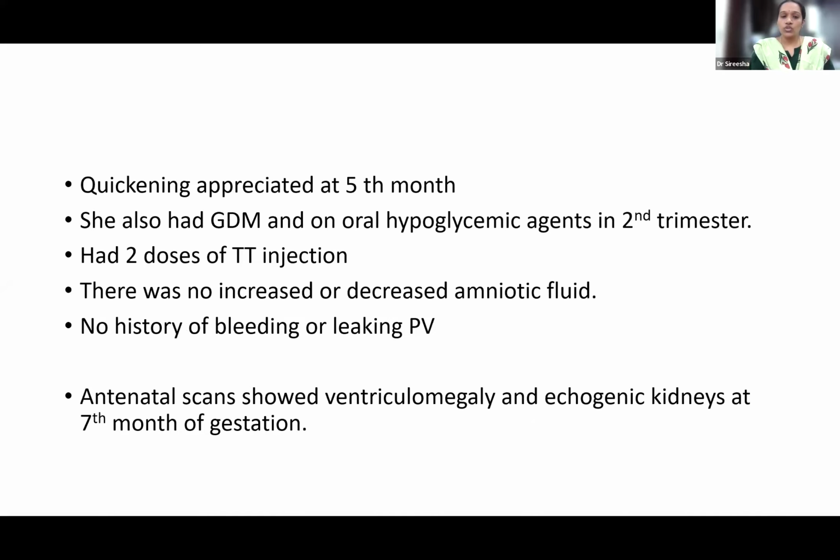She received 2 doses of TT injection and there was no increased or decreased amniotic fluid and no history of bleeding or leaking PV. But antenatal scans showed in the baby that there was ventriculomegaly and echogenic kidneys in the 7th month of gestation.